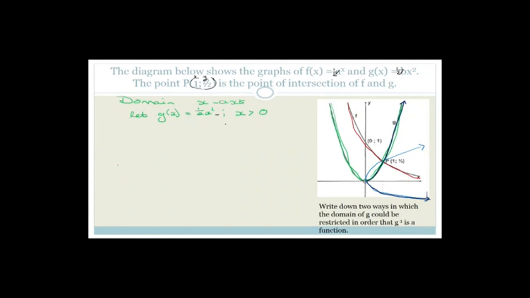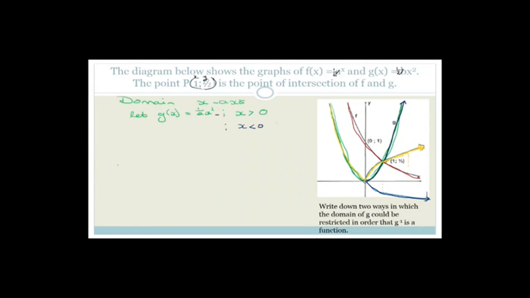Or I can say, let x be smaller than 0. If I say let x be smaller than 0, what happens? I end up with this part of it here, which is the inverse of this part of the graph. This part of the graph is the inverse of that bit there. And do you see that that's a function? Because for every x value, there's one and only one y value.